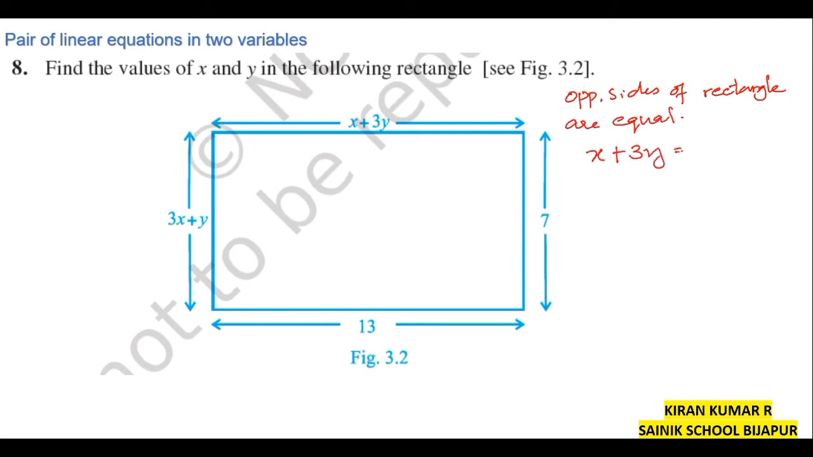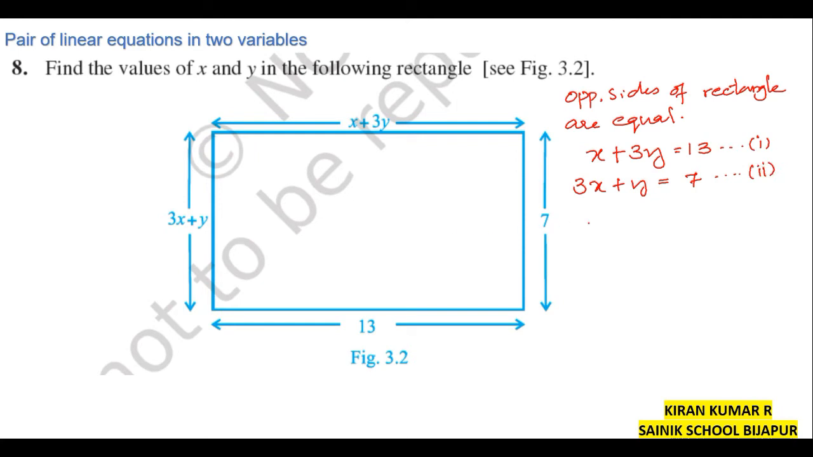We will be getting two equations, x plus 3y equal to 13, and one more equation is 3x plus y equal to 7. Let me call this equation 1 and this equation 2.